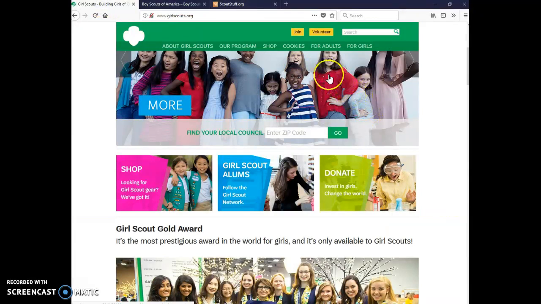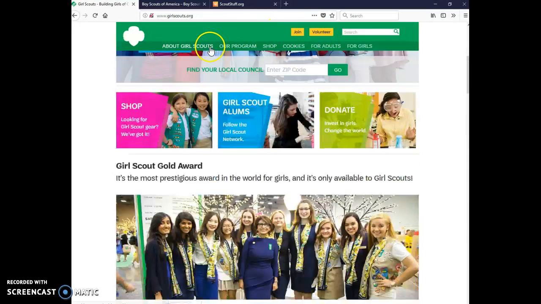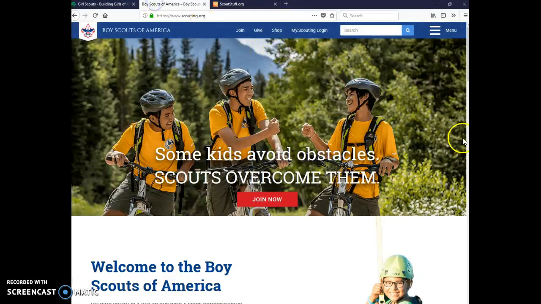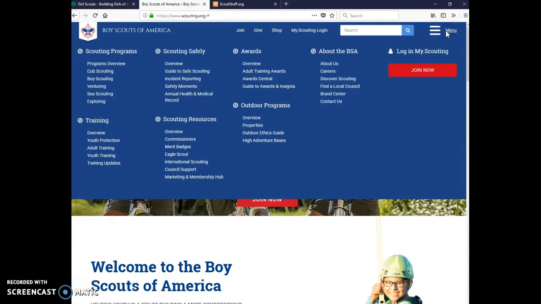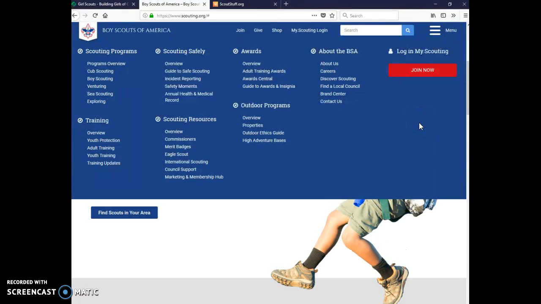For Girl Scouts, it's join and volunteer instead of them. And then there are some more menus about the Girl Scouts, our program, shop. It's the same cookies, which is important for Girl Scouts, for adults and for girls. In Boy Scouts we don't have this, but there is a menu key which, when we push it anytime in the page, you can see a vast amount of menus.